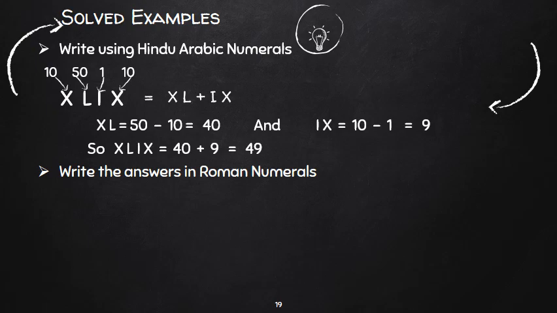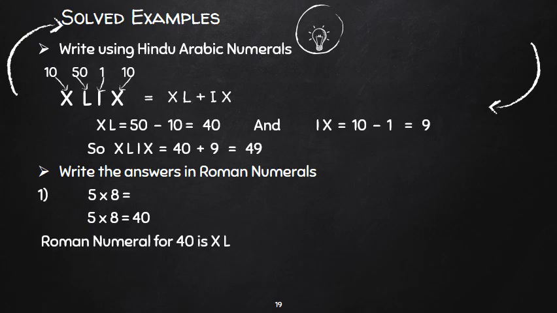Now see the next question. Write the answers in Roman numerals. The first question is 5 multiplied by 8. When you multiply 5 by 8, the answer comes as 40 in Hindu Arabic numerals. Now you need to convert this 40 to a Roman numeral. So what will be the Roman numeral for 40? It is XL. So 5 multiplied by 8 is equal to XL is the answer.